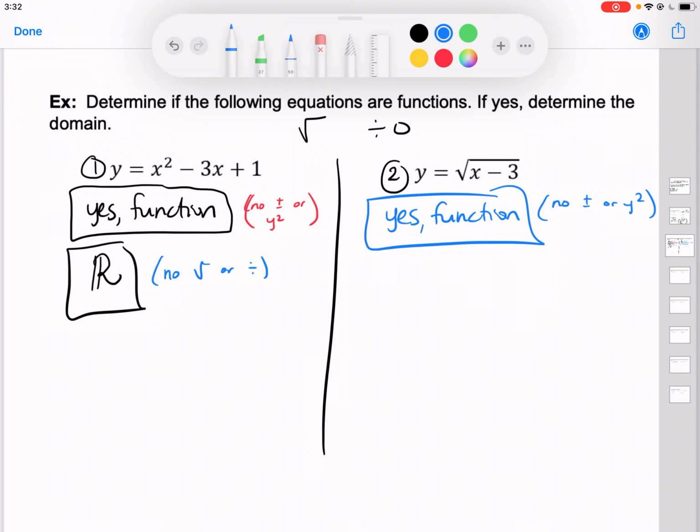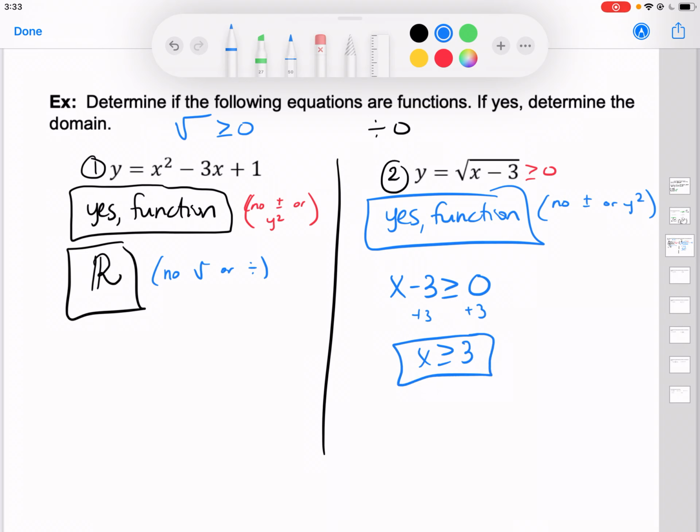So what we're doing is we've got to make sure that we don't get negative numbers. Now, negative numbers, the barrier between negative numbers and positive numbers is 0. So when it comes to square root problems, we just want the inside to be greater than or equal to 0. So that's what I'm doing right here. I want this to be greater than or equal to 0. So for my domain, I'm going to say x minus 3 has to be greater than or equal to 0. I solve and I find out that x has to be greater than or equal to 3. Now notice I solved it just like a normal equation. I just added 3 to both sides. That's how you deal with inequalities.